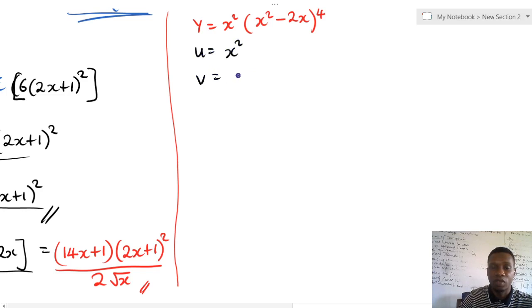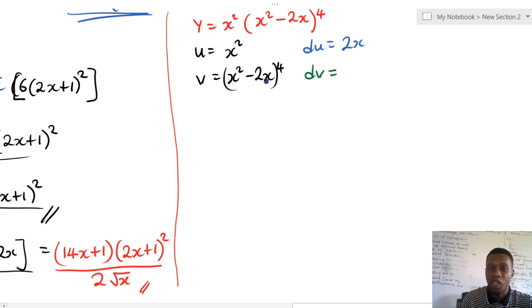My v is equal to what? X squared minus 2x all raised to the power of what? 4. So what is my du? My du is equal to 2x. And then what is my dv? Notice that for my dv, I'm going to use my chain rule again.